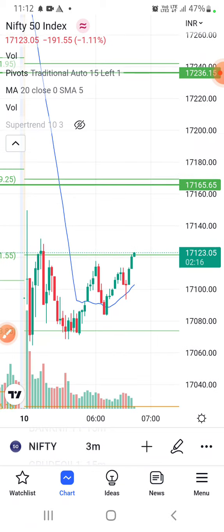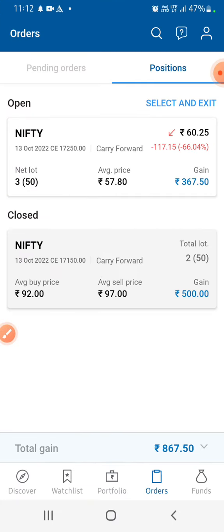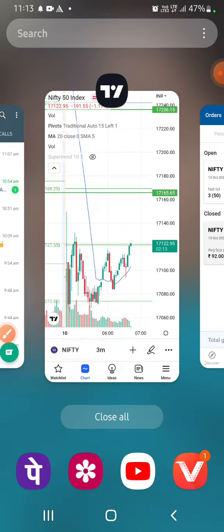Yes, it has clearly broken upwards. But price is not able to move now. What happened? Got it. Okay.